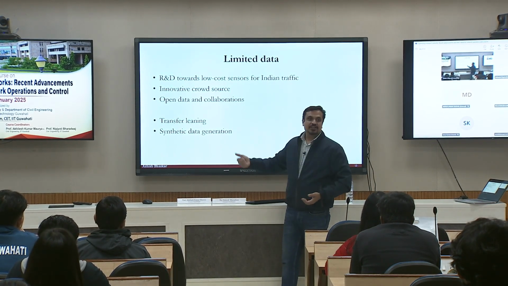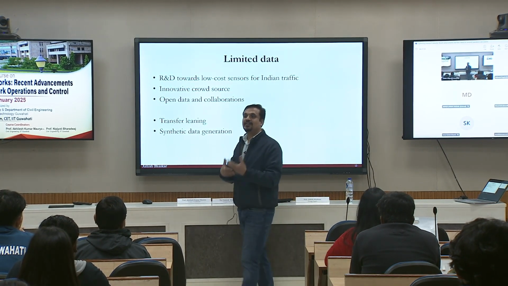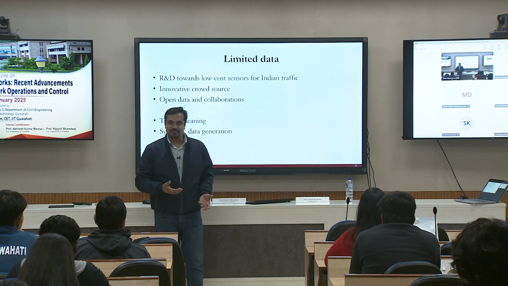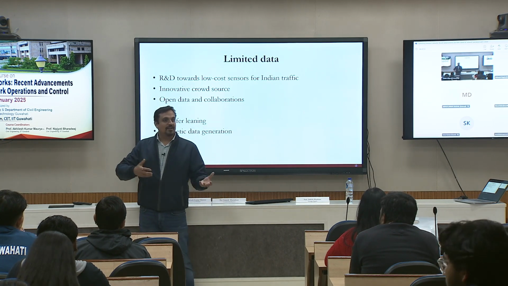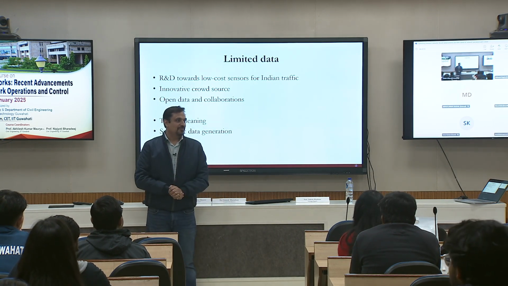So synthetic data generation: think about how you can generate the data for the Indian condition perhaps. That might be another area of research you can focus on.